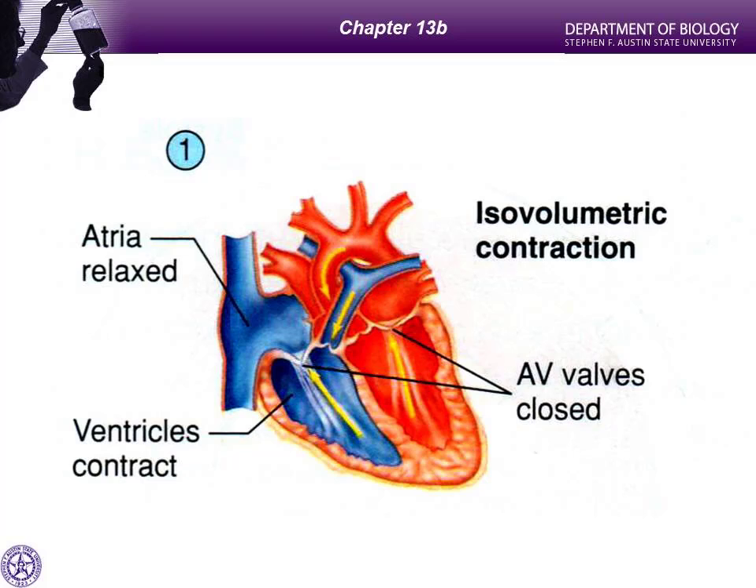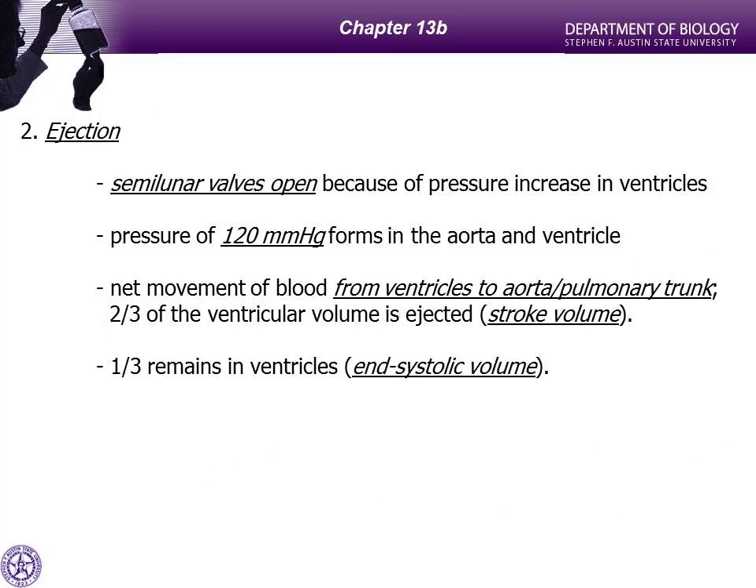Now, as the ventricle continues to contract, that blood's going to become under more and more pressure. So we're going to exceed 80, and in fact, we're going to get up to 120 millimeters of mercury. And when we do, that's going to blow open our semilunar valves. Blood's going to rush into the aorta and the pulmonary trunk. Hence, that's our 120 systolic pressure in our brachial artery when we measure our blood pressure.